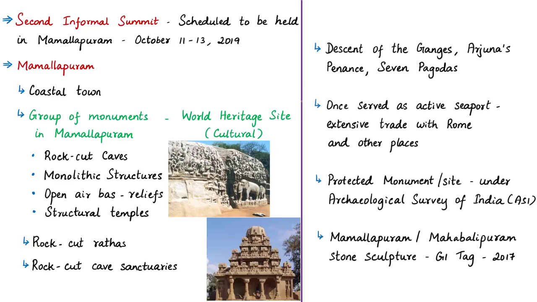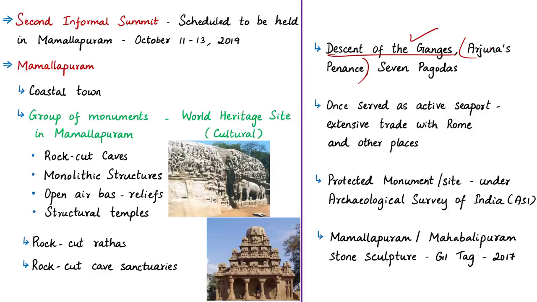Now, this descent of the Ganges is also called Arjuna's penance. It is called so because of the story from Mahabharata. The story is that Arjuna carried out certain divine prayers or austerities to gain some powers of Lord Shiva. And the name descent of the Ganges is given because of the artwork in this relief. The artwork in a way narrates the story of the descent of the river Ganges to earth from heaven.